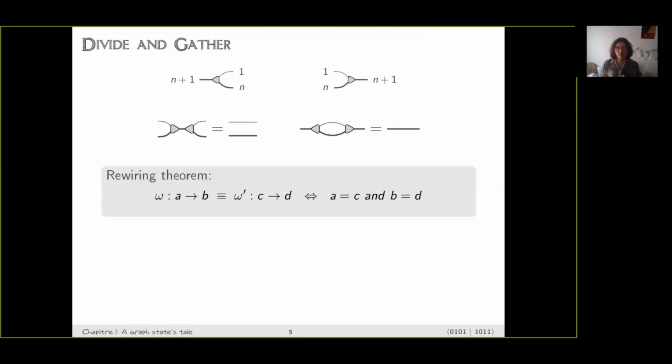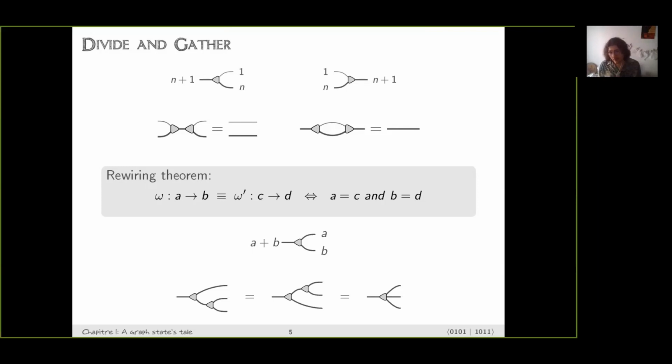We have this theorem, the rewiring theorem, stating that if two diagrams have the same type, then they are equal. So any well-defined equation holds. We have nice consequences from this. For example, the generalized dividers, which extract more than one qubit, can be defined in a unique way. There is no ambiguity, so we can use them without any worries. Another consequence is that the associativity-like equation is well-typed, so it holds. And then we can define without ambiguity n-ary dividers and n-ary gatherers.